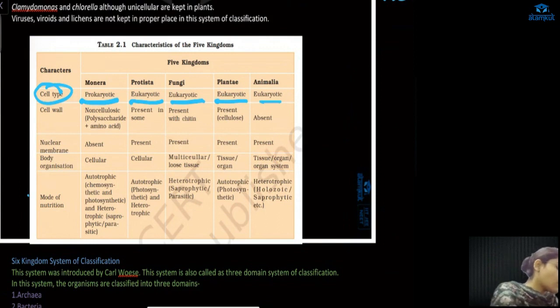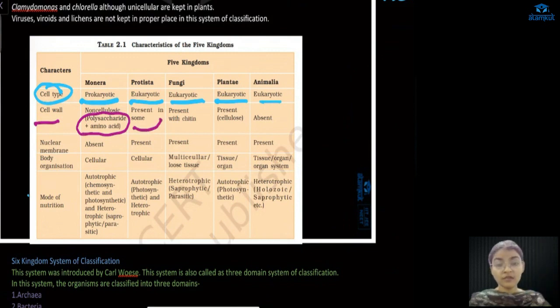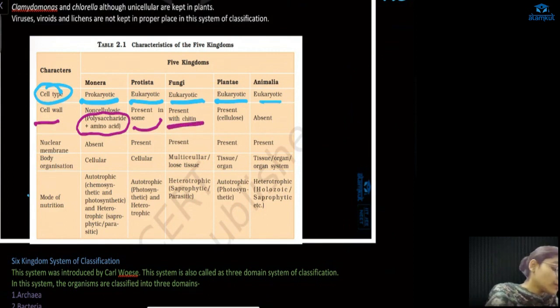Okay, then cell wall. What is the structure of the cell wall? They have a non-cellulosic cell wall, meaning cellulose is not present. In Protista, in some cellulose is present, in some cellulose is absent, because Protista is the ancestor. So some converted into Animalia, where cellulose is not present, and some converted into Plantae, where cellulose is present, okay. And fungi are present with chitin; those present with chitin were put in fungi. Then nuclear membrane is absent here.